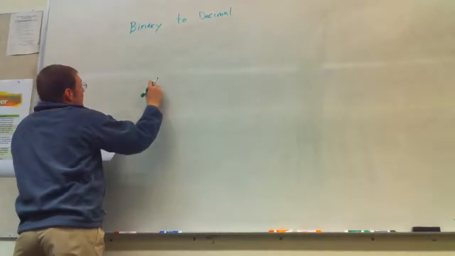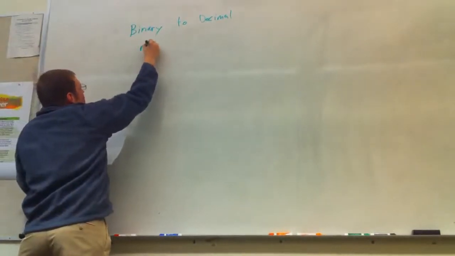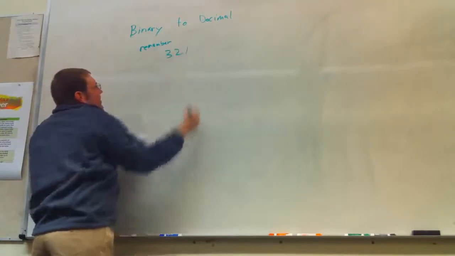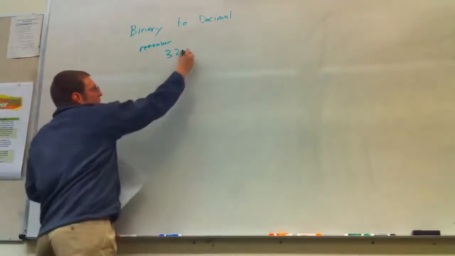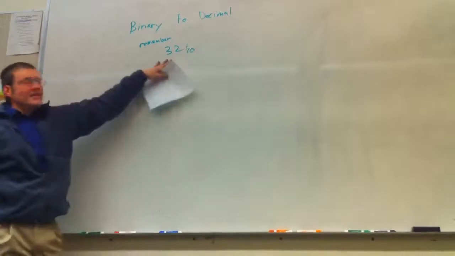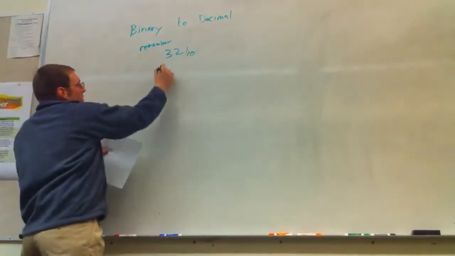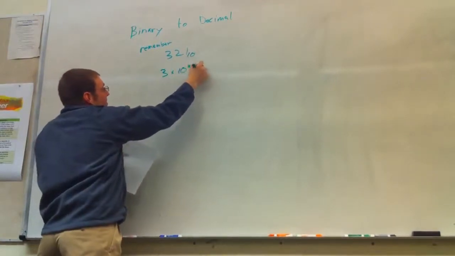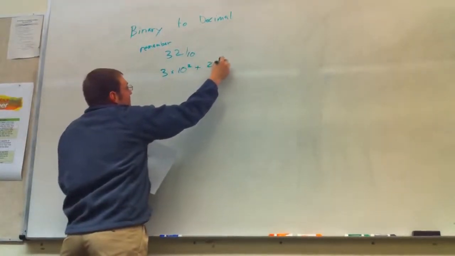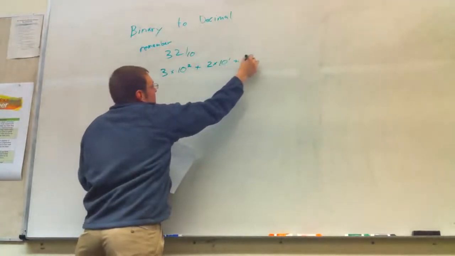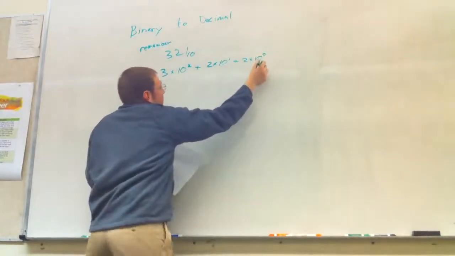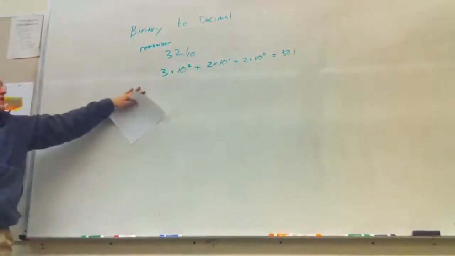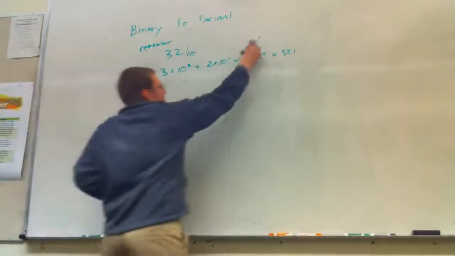So if you remember, when we did 321, I'm going to put 10 underneath here. So this is a decimal number, 321. Remember we did 3 times 10 to the second power, plus 2 times 10 to the first power, plus 1 times 10 to the 0th power.